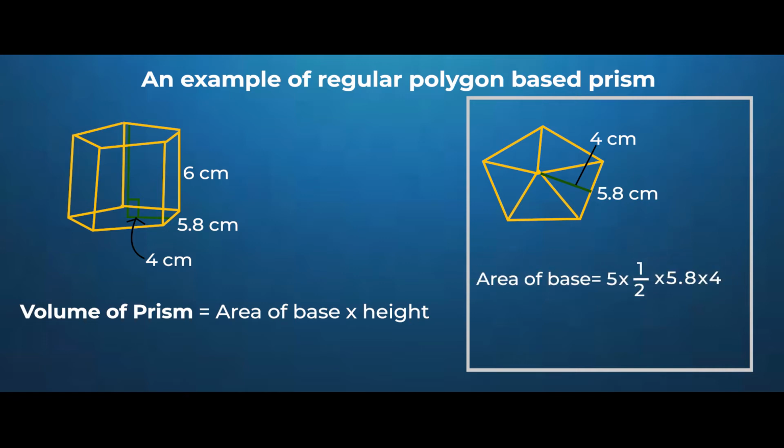So the area of the base would be equals to half base, 5.8, by 4, height of the triangle at the base, by 5, because there are 5 such congruent triangles. So the area of the base is 58 centimeter square. We substitute the value for the area of the base in the formula for the volume of prism. When we substitute the value, we get 58 by 6, which is equals to 348 centimeter cube. So the volume of this pentagon base prism is 348 centimeter cube.